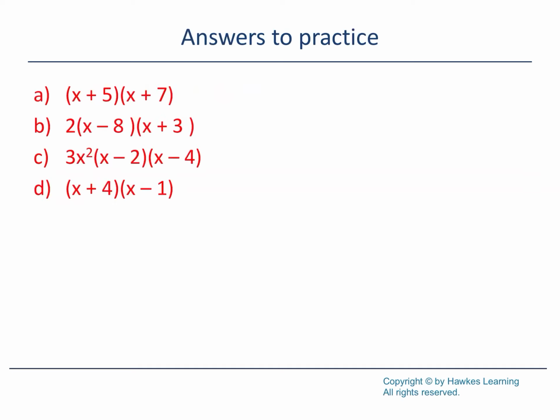Okay, here are the answers. And of course, as we've mentioned several times, the order of the answers could be switched. For example, in number A, instead of being x plus 5, x plus 7, maybe you got x plus 7 and x plus 5, so it doesn't matter. Multiplication is commutative, so it doesn't matter the order of the factors.